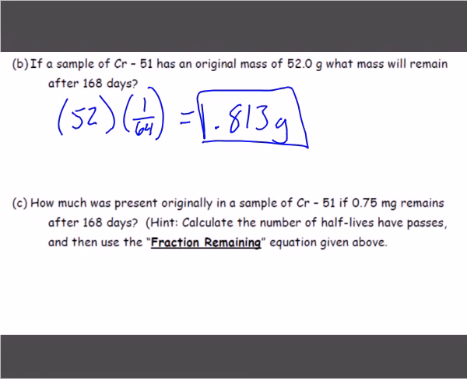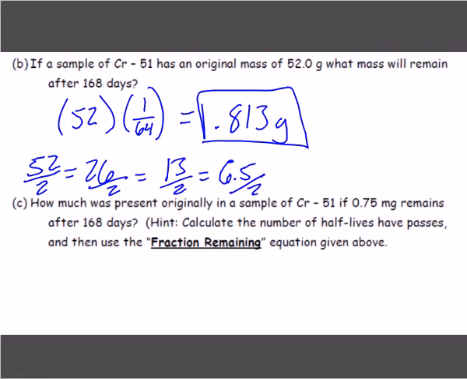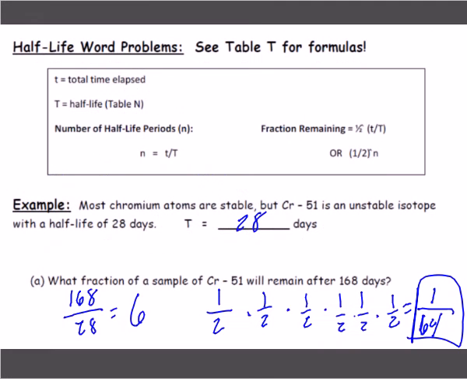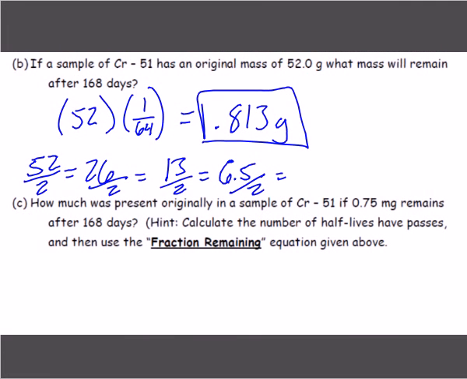Now, if you didn't already have the fraction remaining, all you have to do is figure out again how many half-lives you had. We had 6 of those, so we could just take 52 divided by 2. That's going to be 26. Divide that by 2 equals 13. Divide that by 2 equals 6.5. Divide that by 2, okay? You just keep dividing by 2 depending on how many half-lives you have. Either way, you're going to get the same answer. So if you want to use a formula, be my guest, memorize these and use them, or just reason it out. That's the way that I try to get my students to do it every year.